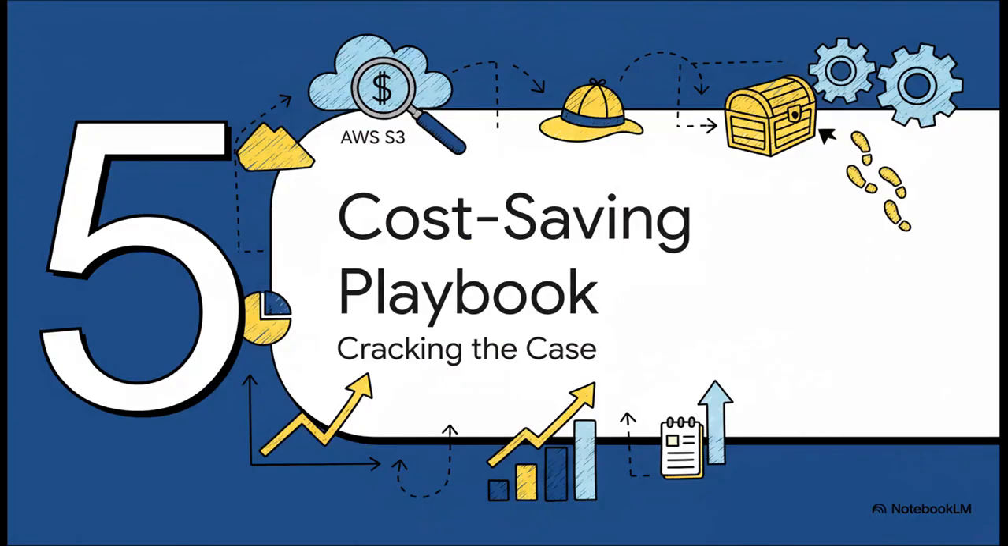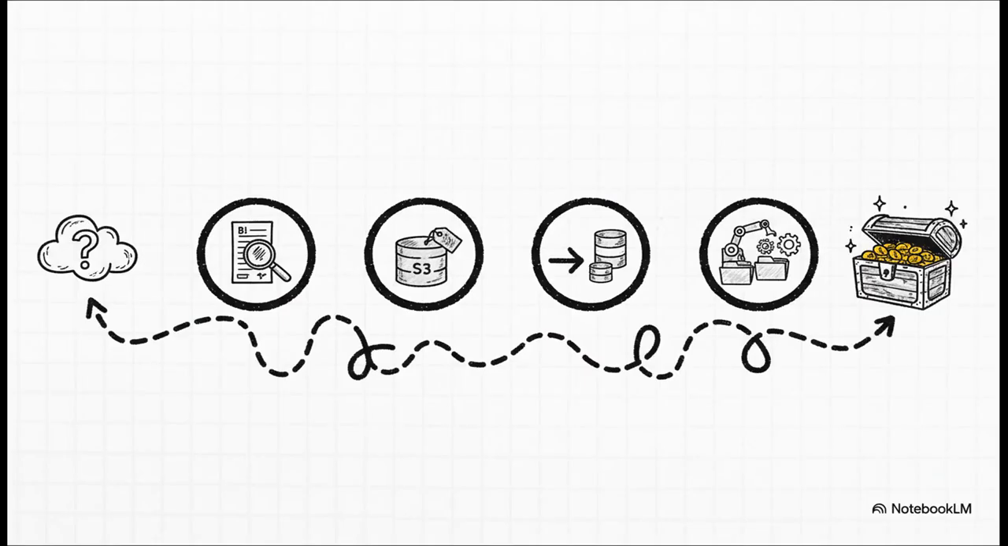Okay, we have gathered the clues, we've reviewed the tools, and we've learned how to put the whole process on autopilot. So now let's bring it all together in our final section, your cost-saving playbook. And this brings us to the final playbook. It's a simple 4-step process.